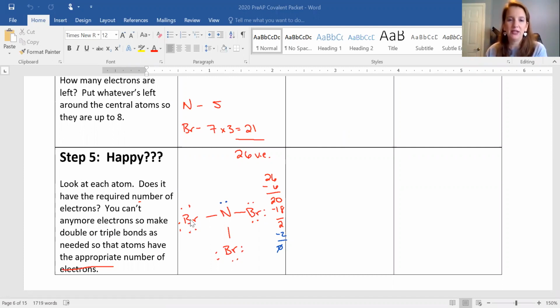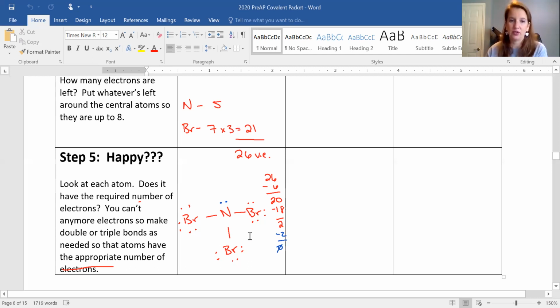So this bromine here has 2, 4, 6, 8 electrons, because don't forget the line is 2. The bromine down at the bottom has 2, 4, 6, 8 electrons. The bromine on the right has 2, 4, 6, 8 electrons. The nitrogen, 2, 4, 6 in the lines plus 2 electrons has 8. So everything is happy. If things aren't happy, then that's where we have to make double and triple bonds to get the central atom to its 8 valence electrons.